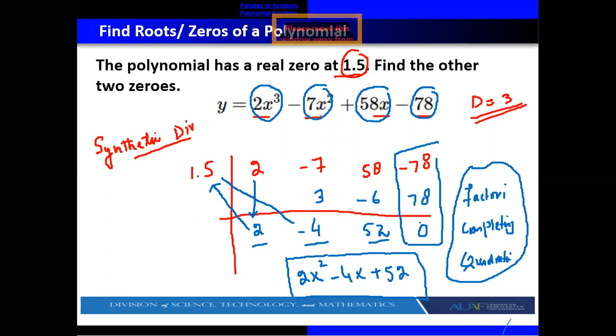After this, we have linear functions, then quadratic functions. When we have quadratic functions, we will discuss how to solve a question with factorization, completing the square and the quadratic formula. Now we want to focus only on synthetic division, how we can solve a question with the help of synthetic division. So let's try another example.